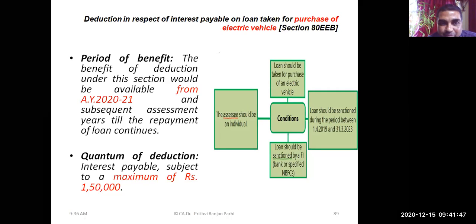80EEB. 80EEB is for a loan taken for purchase of electric vehicles.